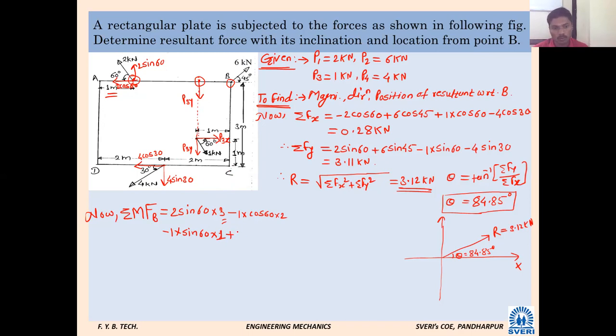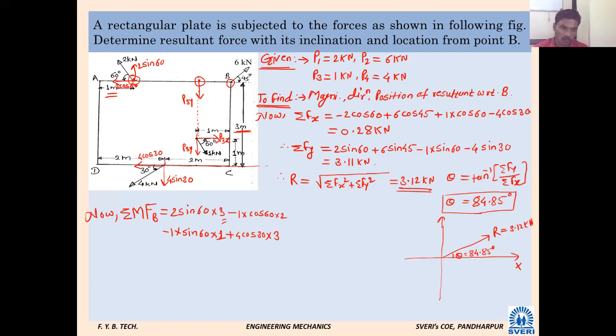Plus 4 cos 30. What is the perpendicular distance between the line of action of that force and point B? The line of action is this horizontal line, the full horizontal line. The vertical distance here, how much is it given? 3 meters. Then the next force, 4 sin 30, the Y component of that.